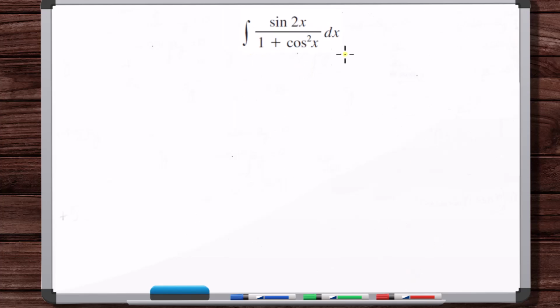Okay, so here, we can't say 1 minus cosine squared theta is sine squared theta, but this is 1 plus cosine squared theta. I don't think there's any trig identities that could help us here in the denominator. But let's think about doing, what is sine of 2x? That's 2 sine x cosine x.